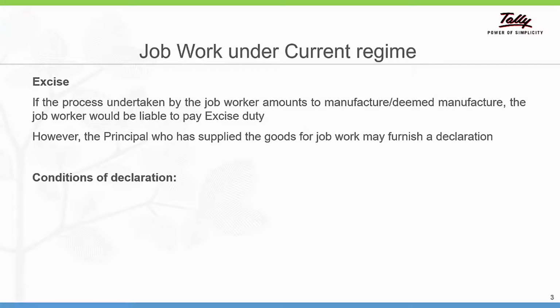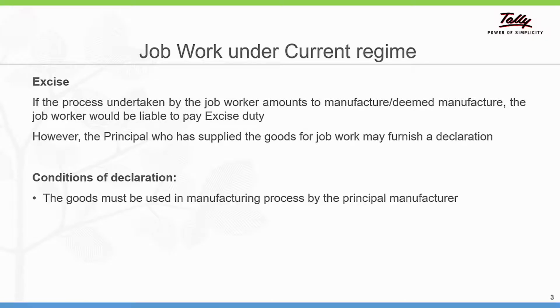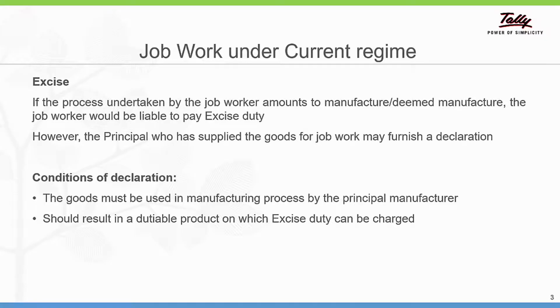The declaration also puts certain conditions on the principal, which are: the goods must be used in the manufacturing process by the principal manufacturer, and it should result in a dutiable product on which excise duty can be charged.